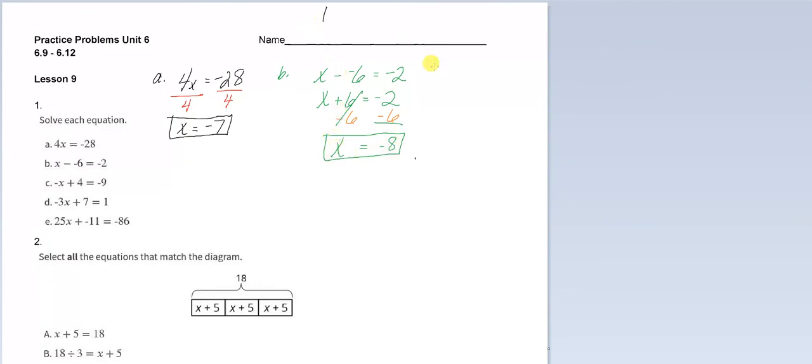Alright, and C, negative x plus 4 is negative 9. They're adding 4, so I wanted to subtract 4 to make the plus 4 go away. And that tells me that the opposite of x, because it drops down, is equal to negative 4. Drop 4 more, I'm at negative 13. So if opposite of x is negative 13, then regular x is simply put as 13. Alright, so moving on to D.